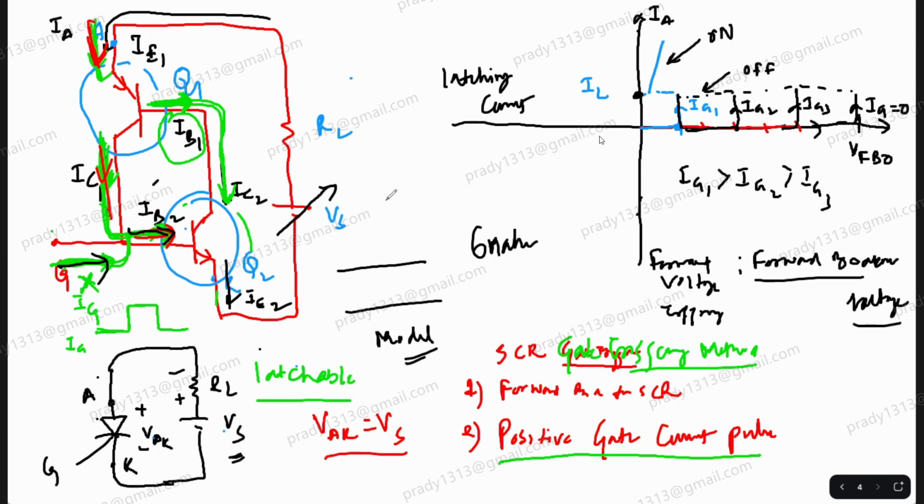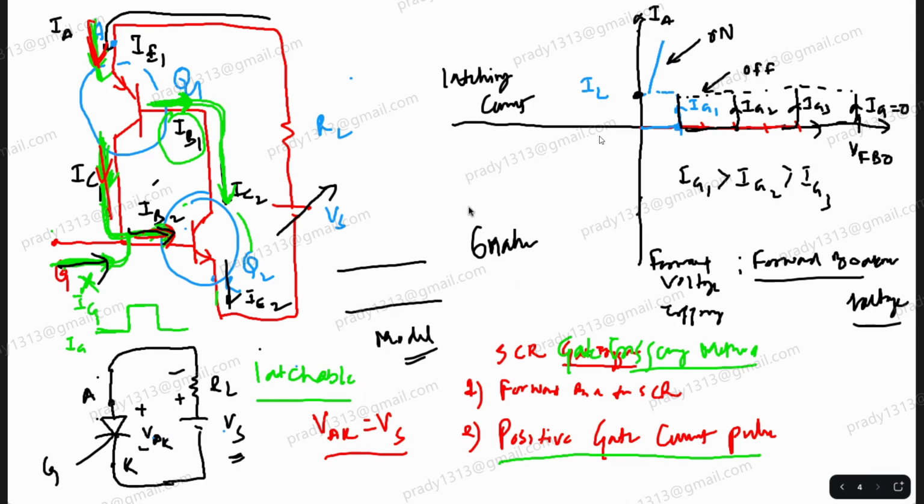What does model mean? We are using it as an example to understand. Similarly, this is just a model. It will not explain all the characteristics of the SCR, but it is giving you a fair understanding of how a SCR works. We will not be able to understand everything from this model, but this is a good enough model to understand some characteristics of SCR. Similarly, how to turn off an SCR?